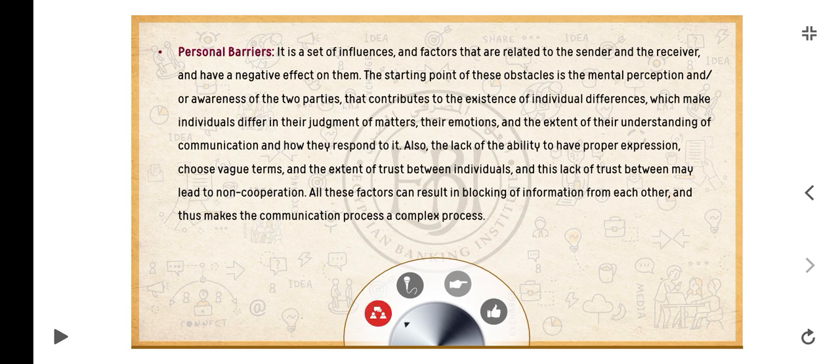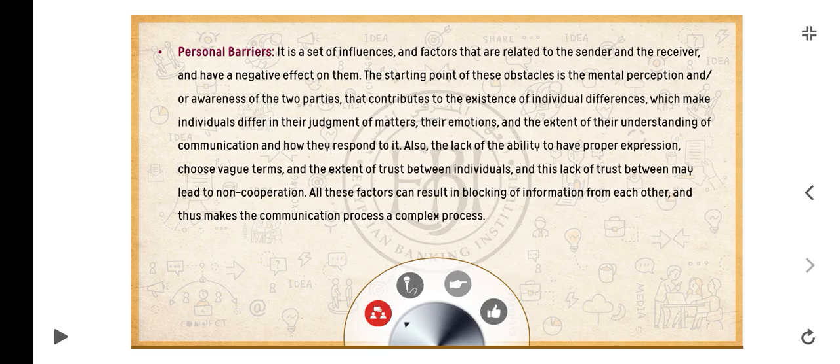It is a set of influences and factors that are related to the sender and the receiver and have a negative effect on them. The starting point of these obstacles is the mental perception and/or awareness of the two parties that contributes to the existence of individual differences which make individuals differ in their judgment of matters, their emotions, and the extent of their understanding of communication, and how they respond to it.